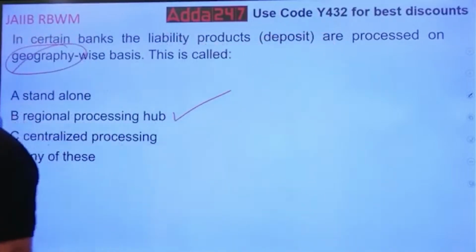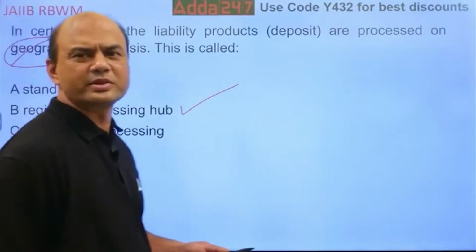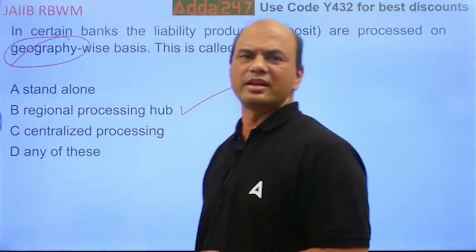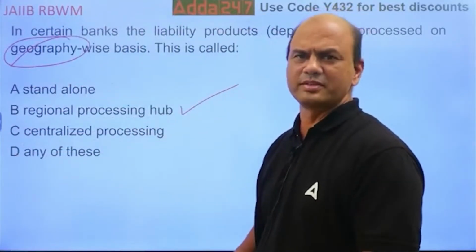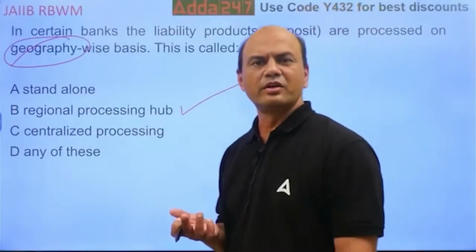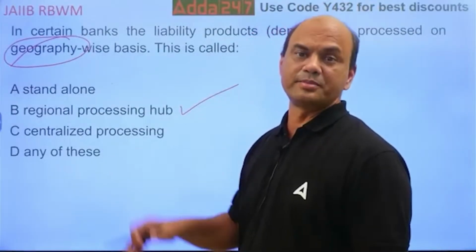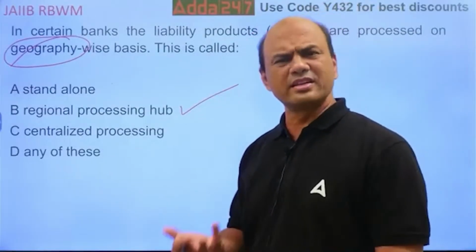The answer is regional. It's not only liabilities, kindly note. All the banks are nowadays processing assets on the regional processing hub basis only. They are not processing any of these loans on a branch level nowadays. Right? All of them have created central hubs. Because that is the need of the hour.